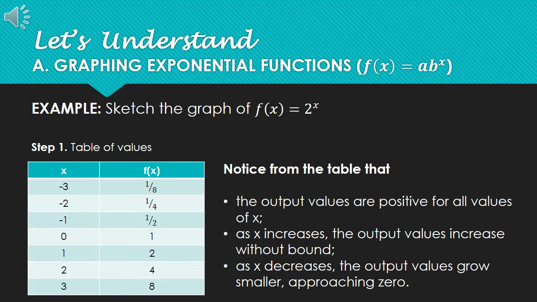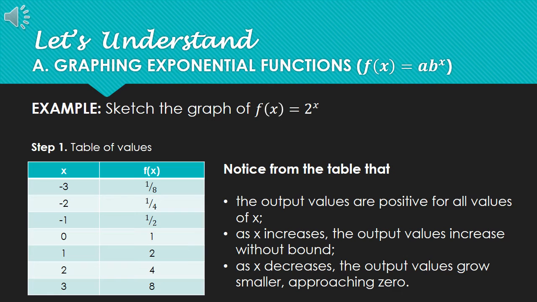For example, sketch the graph of f of x equals 2 raised to x. So first, we should identify if the exponential function given is an exponential growth or an exponential decay. So we just have to get the value of the base, which is 2. Then 2 is greater than 1. So we can say that our function is an exponential growth. So we expect higher value or increasing value for the f of x.